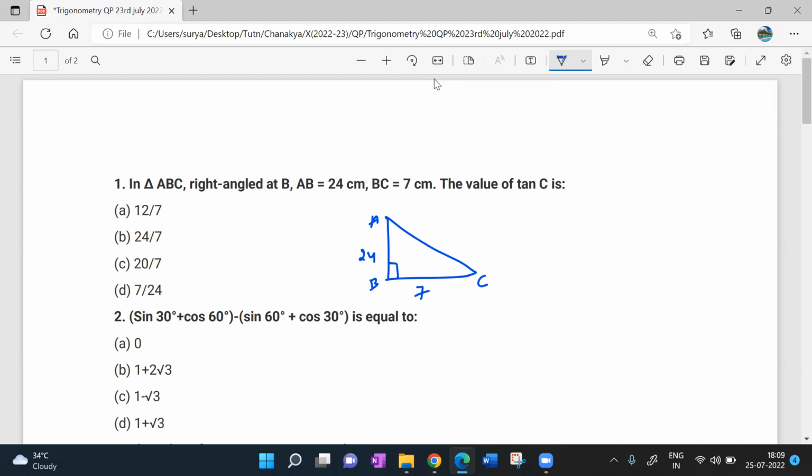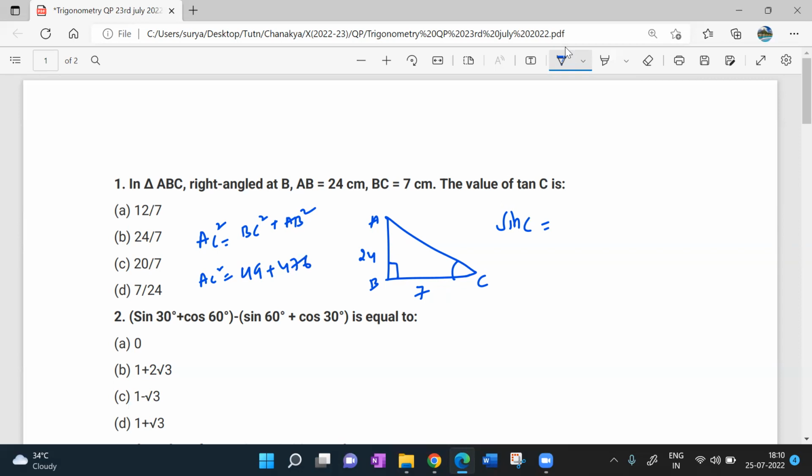How many have you got the same? We need to find out tan C. First of all, let us find out sin C. What is sin C? What is the AC value going to be? First of all, let us find out AC. AC square is equal to BC square plus AB square. AC square is equal to BC square 49 plus 576.